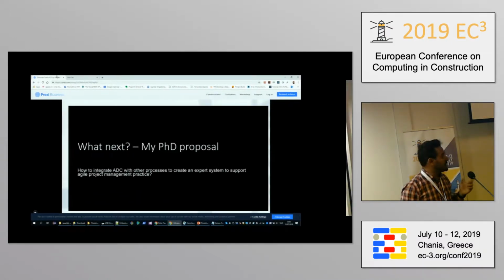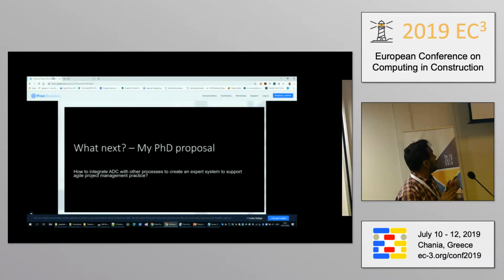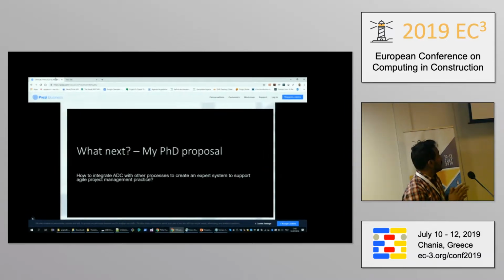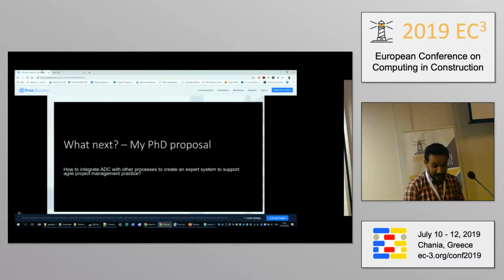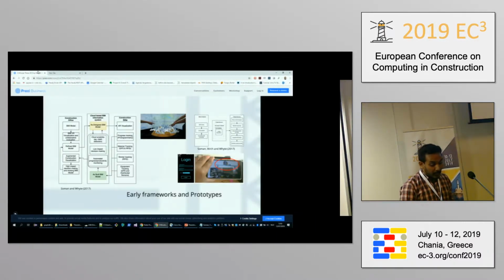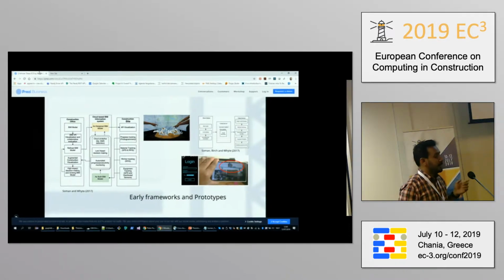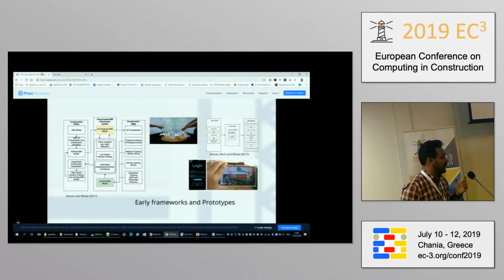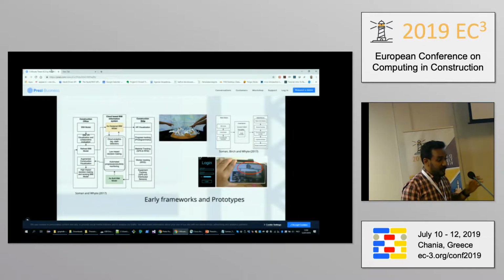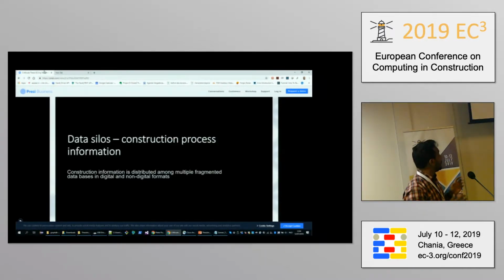So during my PhD, what I was trying to do was integrate automated data collection with other processes to create an expert system to enable agile project management practice. During the early days, I tried to implement prototypes to enable bidirectional information flow between construction site and offices. But every time I was hit by the problem of data silos, with construction process information fragmented across multiple databases in both digital and non-digital formats.